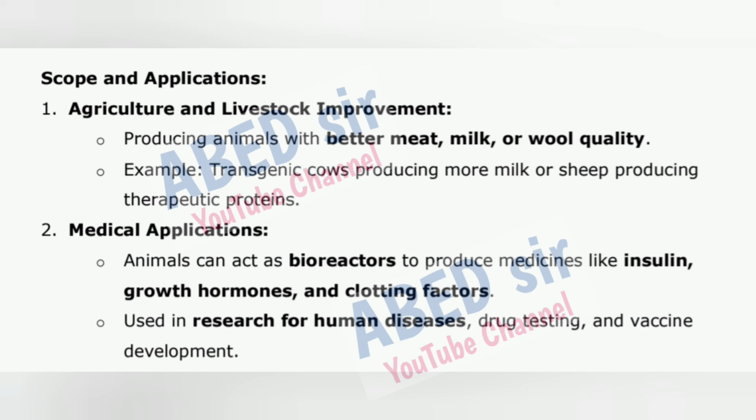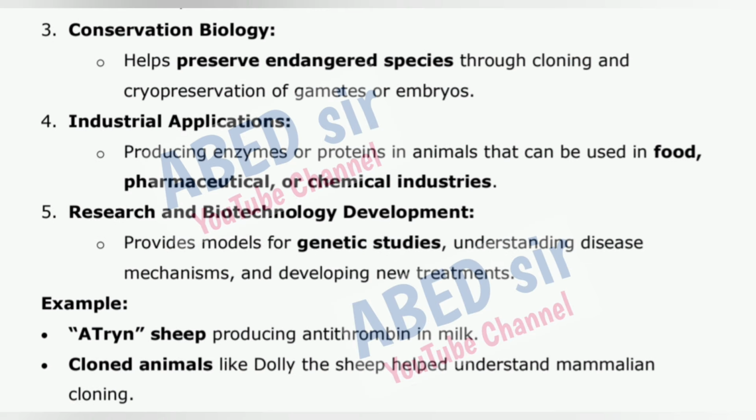2. Medical applications. Animals can act as bioreactors to produce medicines like insulin, growth hormones, and clotting factors. Used in research for human diseases, drug testing, and vaccine development. 3. Conservation biology. Helps preserve endangered species through cloning and cryopreservation of gametes or embryos.